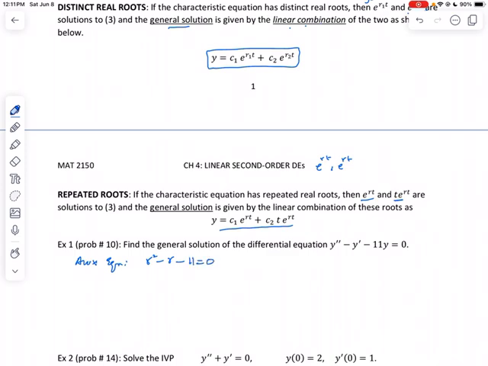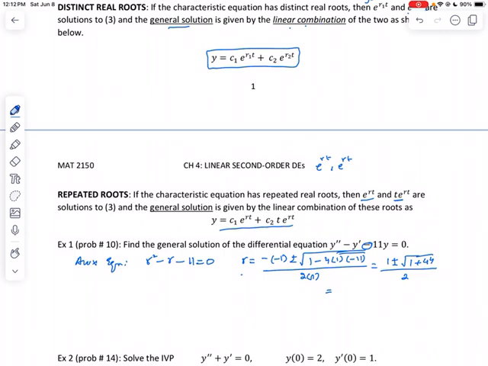Now I don't think we can factor this, so let's use the quadratic formula. That gives me r is equal to negative of negative 1, plus minus the square root of 1 minus 4 times 1 times negative 11, the whole thing divided by 2 times 1. Which gives me 1 plus minus the square root of 1 plus 44. So be careful here. Often students forget this negative sign, and then they end up getting complex numbers, which is not the correct answer here.